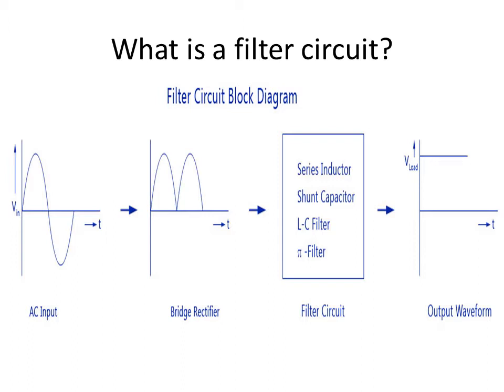As you can see in this rectangular box, there are different types of filter circuits. So the output from the bridge rectifier is taken through the filter circuit, so that ultimately we'll be getting unfluctuating DC. So this makes the voltage regulator output.